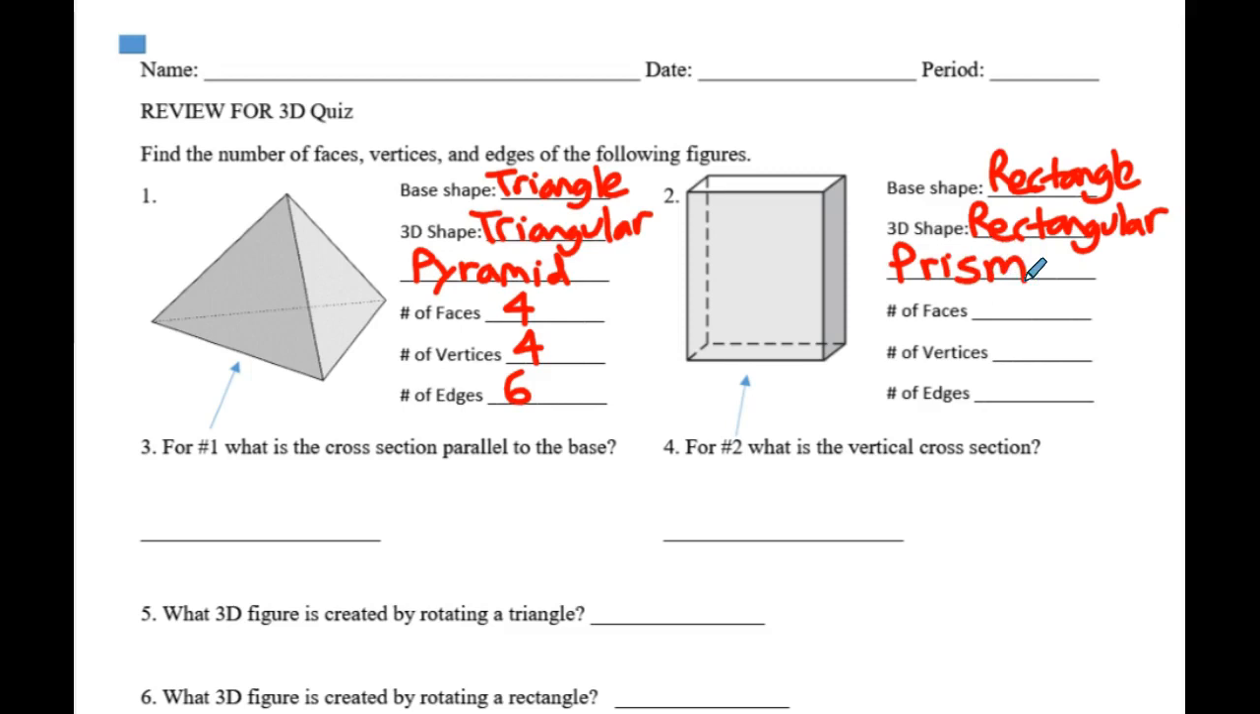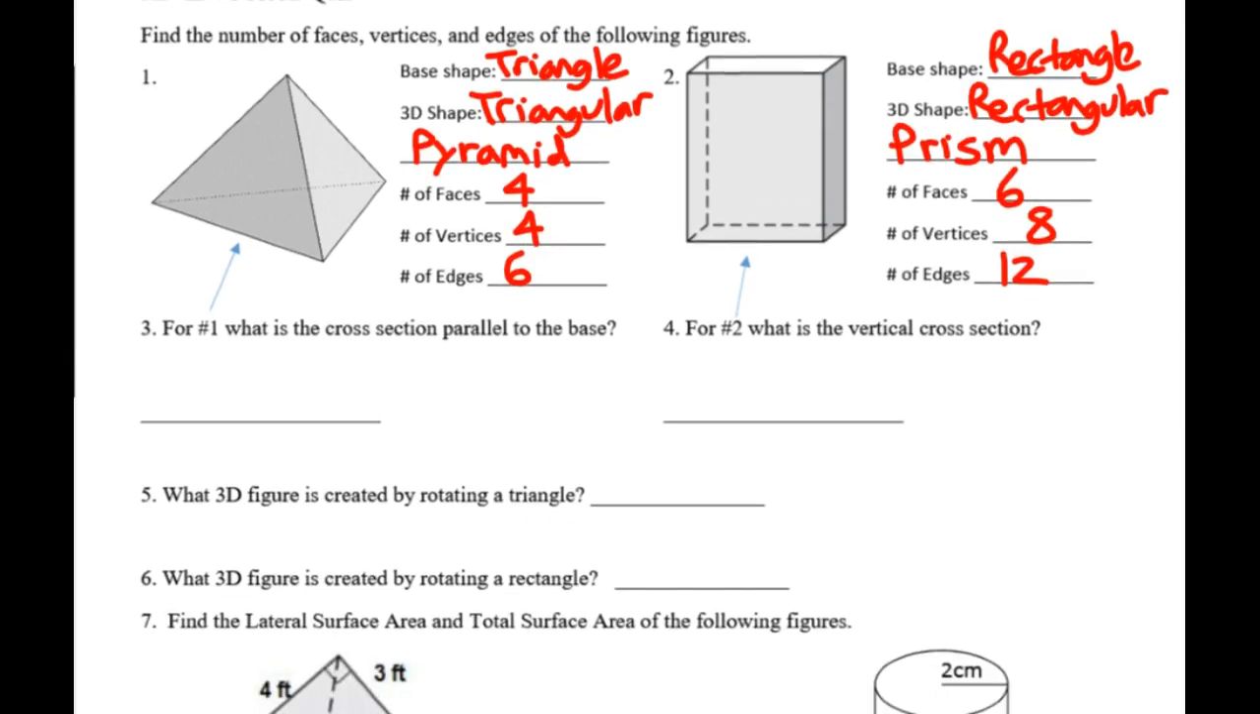Number of faces. We got 1 on top, 1 on bottom, 4 around the lateral side. That would be a total of 6 faces. 2 of them are bases. Vertices, you can count 4 up top, 4 on the bottom. That's 8 vertices. And edges, 4 on top, 4 on the lateral faces, 4 on the bottom. That's 12. You can actually count each individual segment to get that.